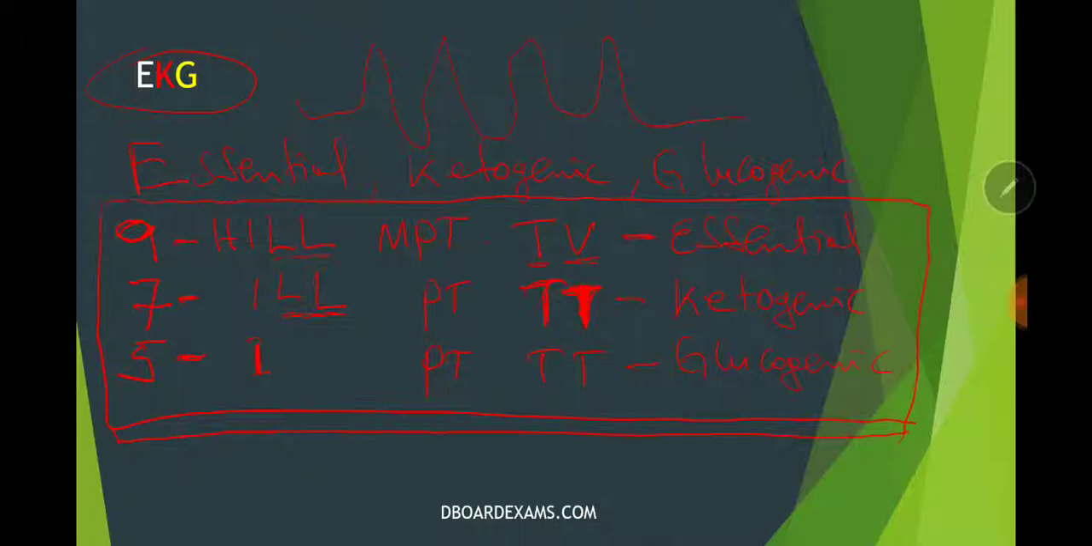And when they ask you which amino acids are purely ketogenic, you can know that if they're not in the glucogenic, they're only in the ketogenic area, these two L's. So the L's are either leucine or lysine.